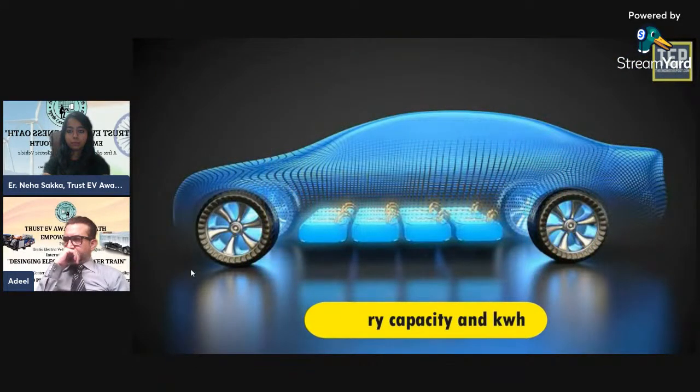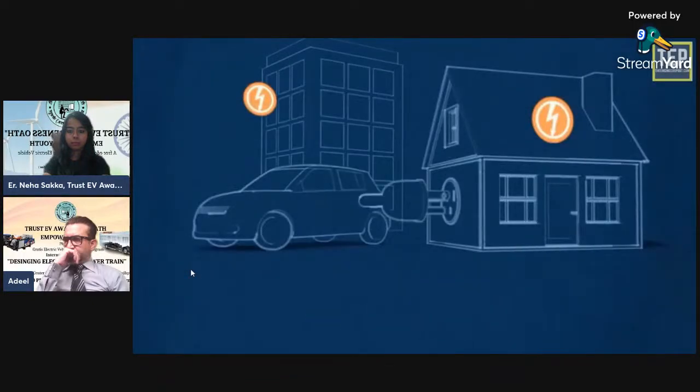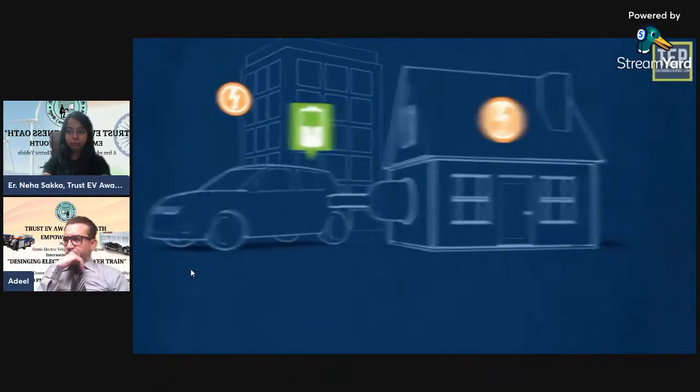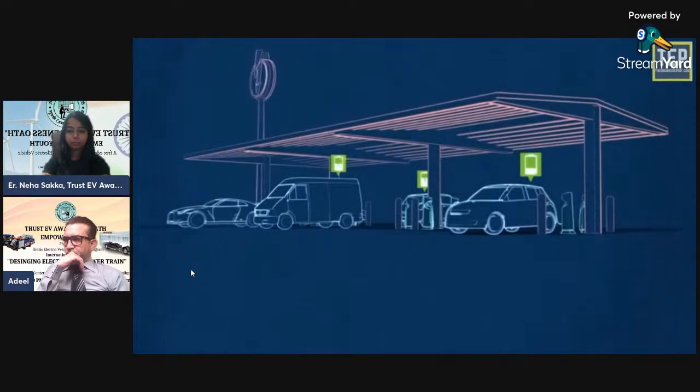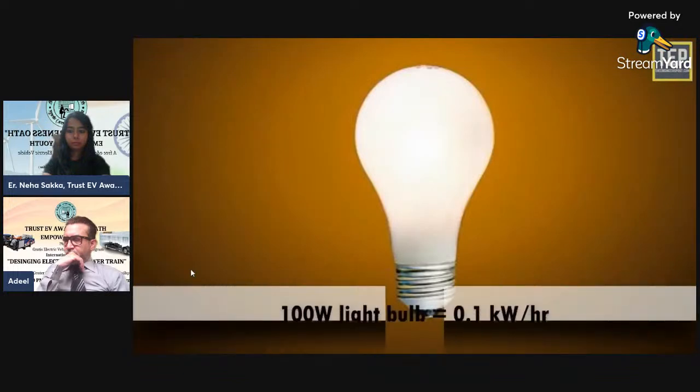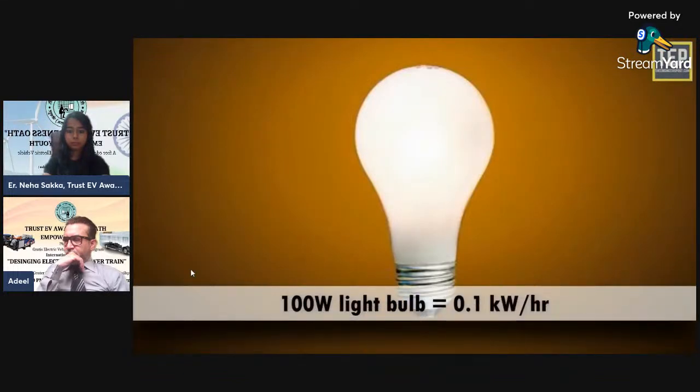Kilowatts is a unit of power, how much energy a device needs to work. A kilowatt hour is a unit of energy. It shows how much energy has been used. For example, a 100 watts light bulb uses 0.1 kilowatts each hour.